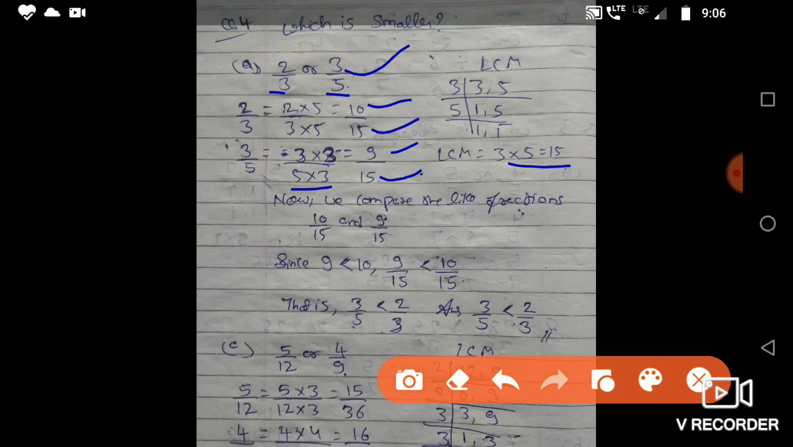Now we compare the like fractions 10 upon 15 and 9 upon 15. Here we find out the smaller number. So that is why here we compare both new fractions. Since 9 is smaller than 10, write 9 upon 15 smaller than 10 upon 15. Then that is 3 upon 5 smaller than 2 upon 3. Answer, write again 3 upon 5 smaller than 2 upon 3. Here we change the new fraction into the old fraction and we compare which number is smaller.